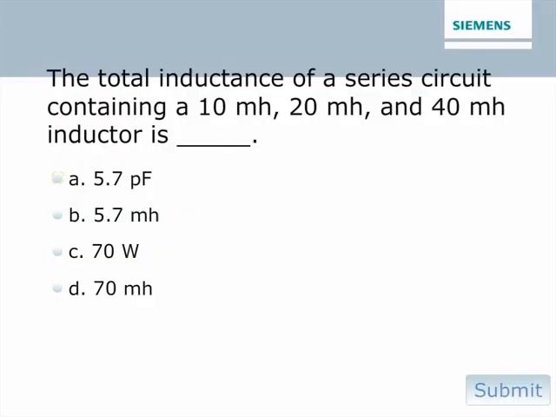Question 9. The total inductance of a series circuit containing 10, 20, and 40 mH inductors is blank. Is it A, 5.7 pF, B, 5.7 mH, C, 70 watt, or D, 70 mH?